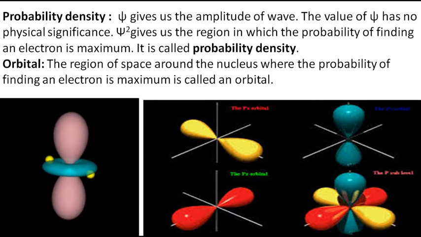This is what was explained by Heisenberg's uncertainty principle. The position and the momentum of an electron cannot be determined precisely simultaneously.